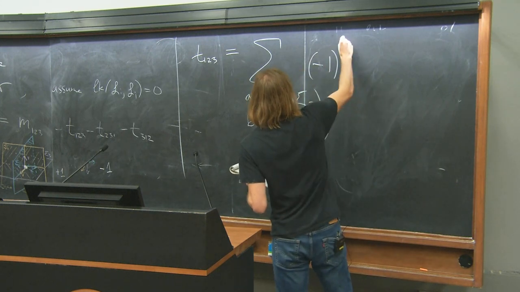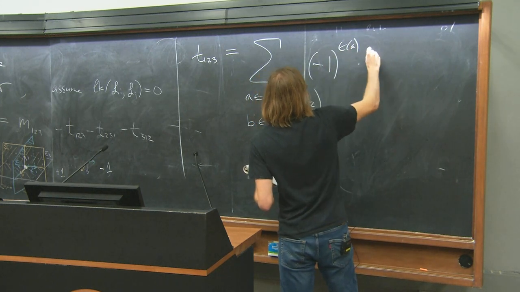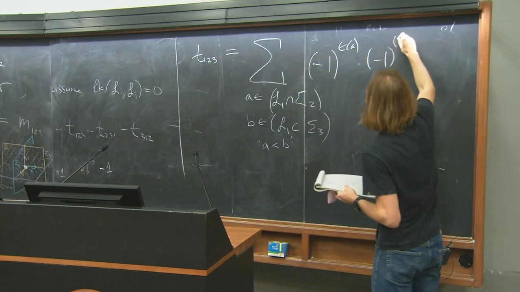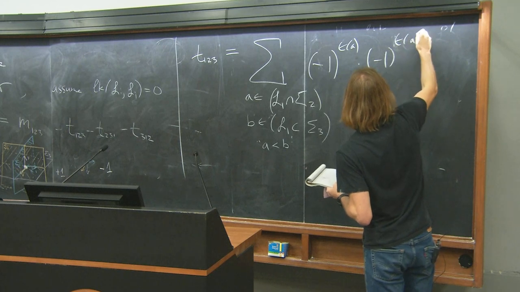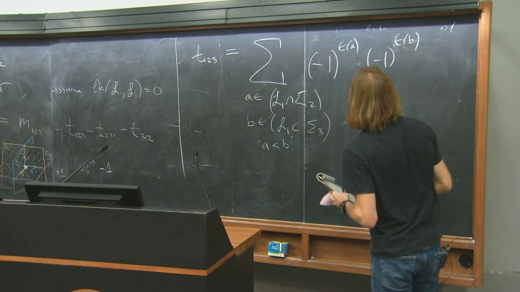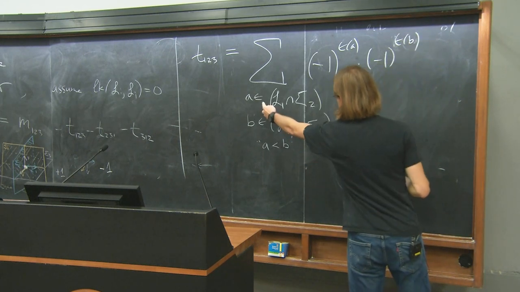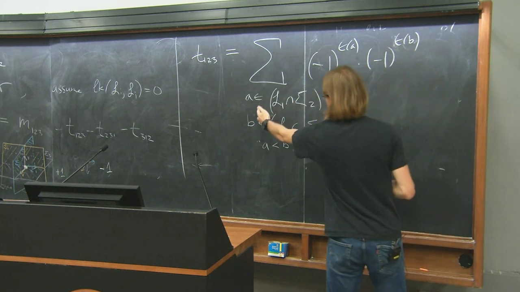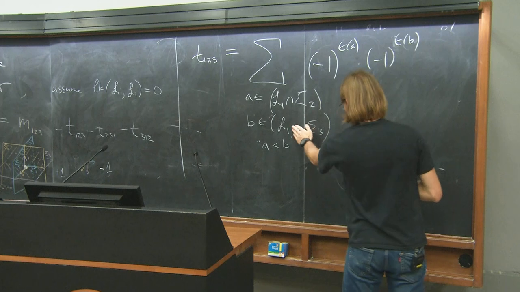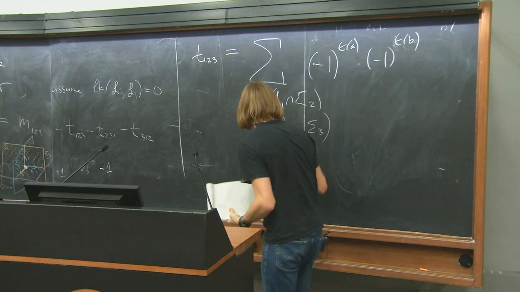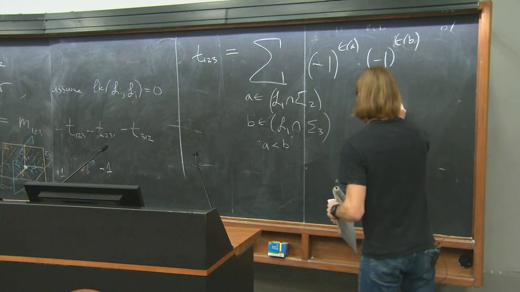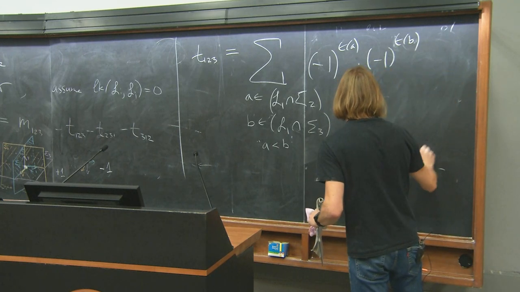Again, each pair contributes with plus or minus 1. And this plus or minus 1 is determined by the signs associated to this pair of points, in the same way as for the pair of points in the intersection of the link components with the Seifert surface, the same way as we had it before. And the ordering is defined as follows.